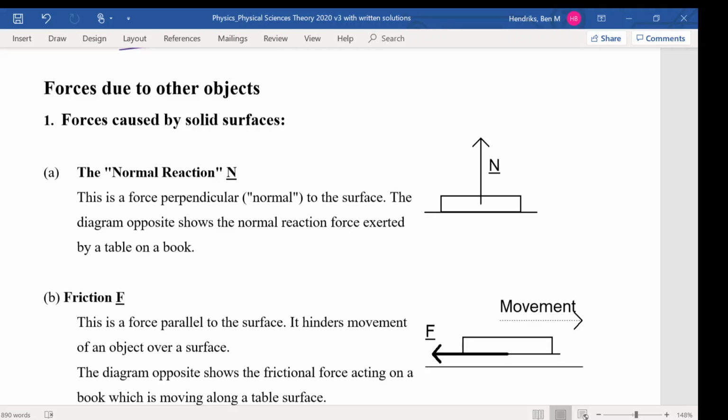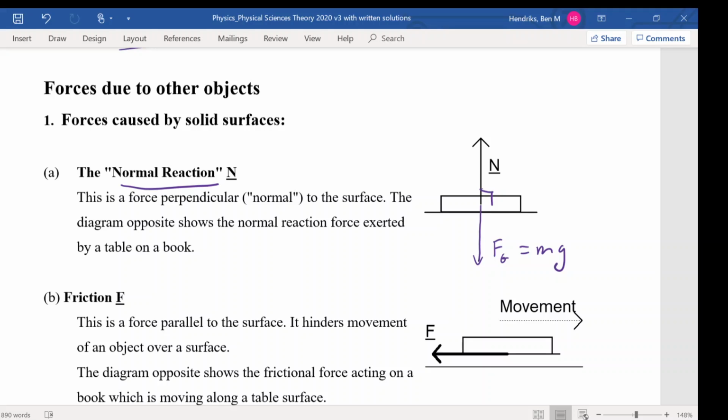So we have firstly the normal reaction force, N, and this force is perpendicular or normal to the surface. Perpendicular or normal means it makes a right angle with the surface. The diagram opposite shows the normal reaction force exerted by a table on a book. Everything is acted upon by gravity, so we could draw in another vector here, representing the force due to gravity, which is equal to mass times the acceleration due to gravity.